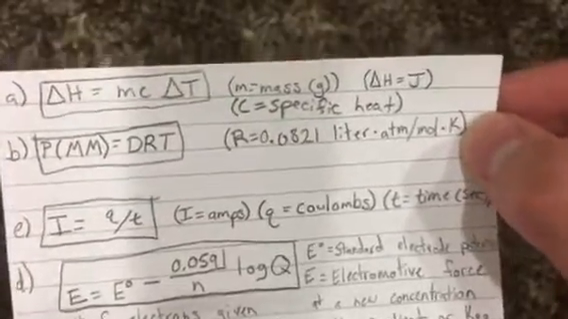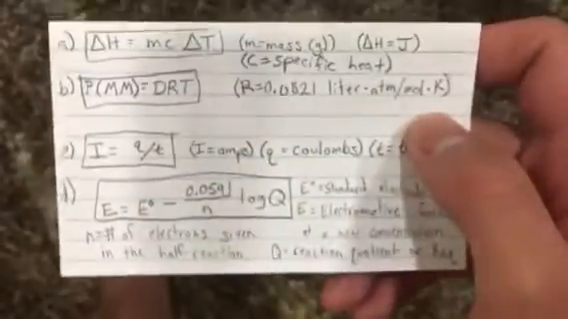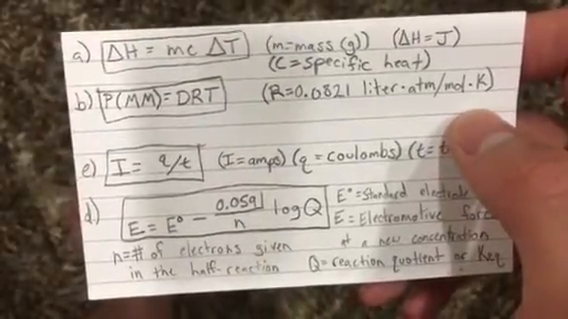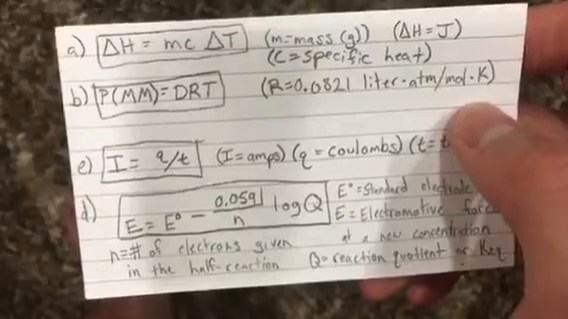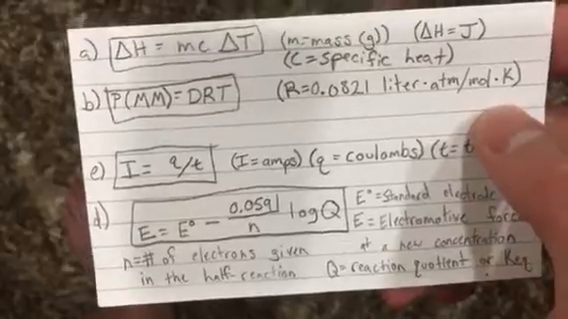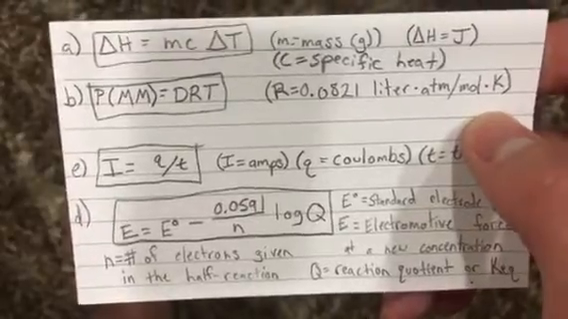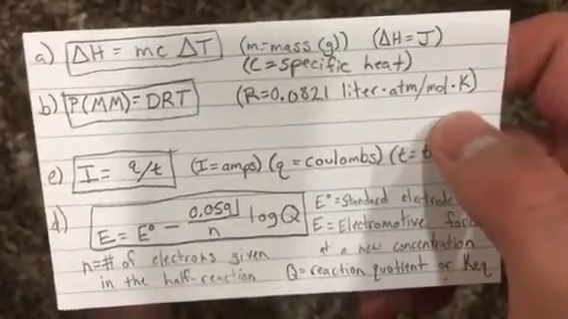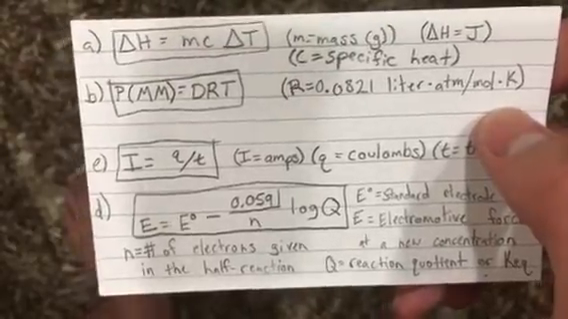Okay, so next equation, we need to explain pressure in relation to molar mass and density. So that would be your pressure times your molar mass is equal to dRT, density times R, which we're dealing with pressure here, so it'd have to be this R right here, the 0.0821 liters times atmospheres over moles times Kelvin, times the temperature last. The density is d in that equation.